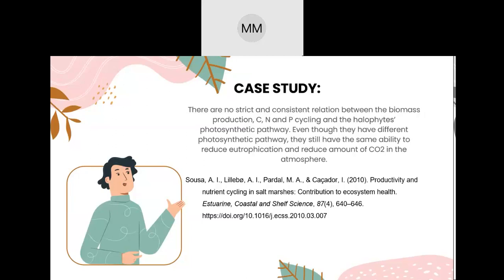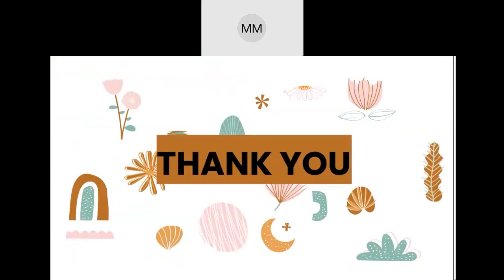They question, does it have the same ability to reduce eutrophication and atmospheric CO2? Then they concluded that there is no strict and consistent relation between the biomass production, carbon, nitrogen, and phosphorus cycling, and the halophytes' photosynthetic pathway. So even though they have different photosynthetic pathways, they still have the same ability to reduce eutrophication and reduce the amount of CO2 in the atmosphere. And that's all from our presentation.